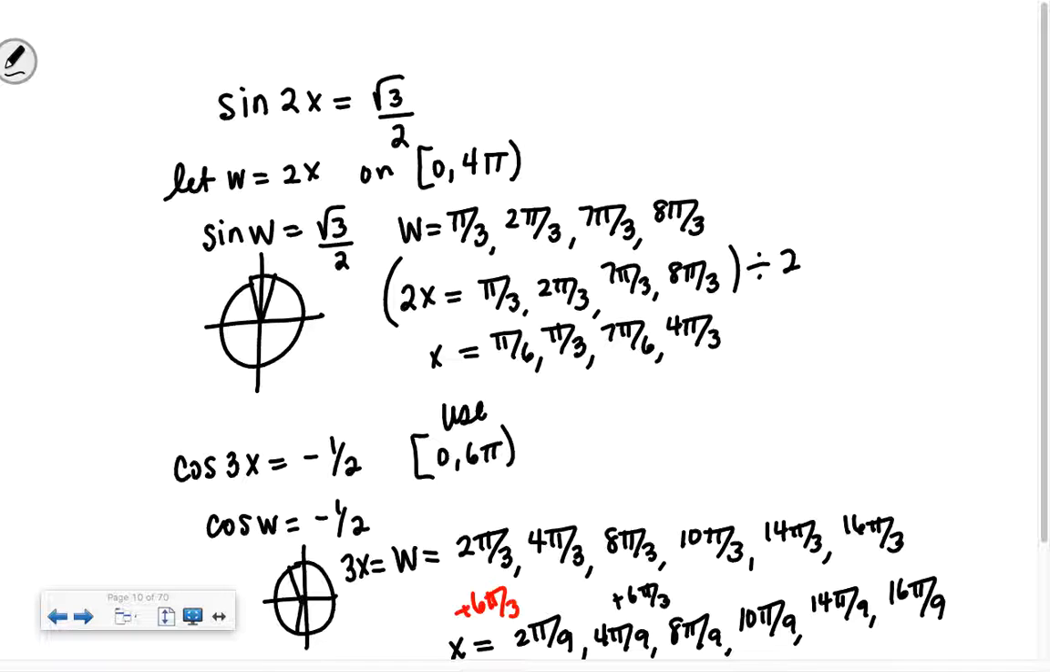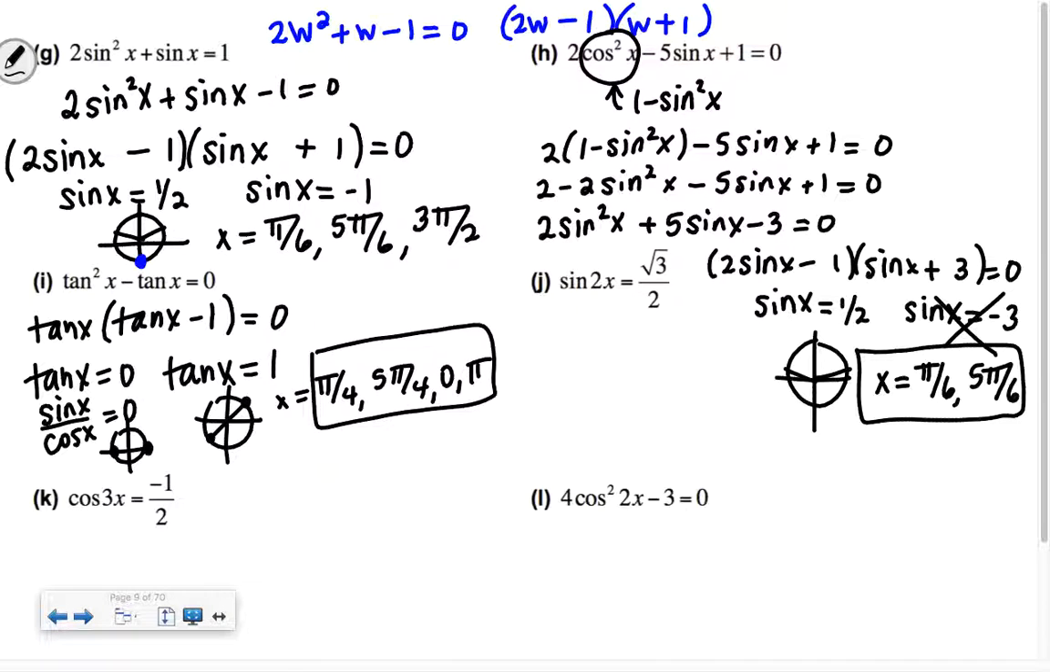All right, and let's do the very last one. On this one, we have 4 cosine squared of 2x minus 3 equals 0. So I'm going to add the 3 over, so I'm going to have cosine squared of 2x equals 3/4. When I take the square root, I get cosine of 2x equals plus or minus root 3 over 2, right? Square root of 3 over square root of 4, root 3 over 2. So again, it's a w substitution. So I'll just write solve with w.